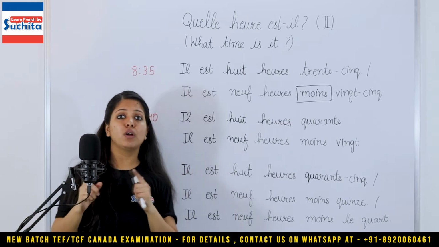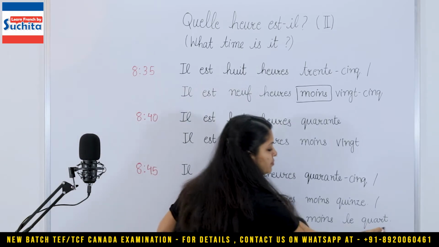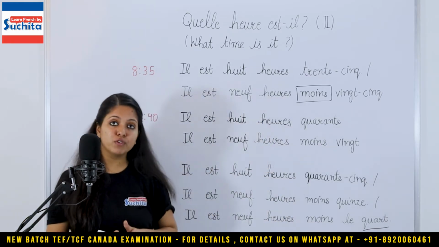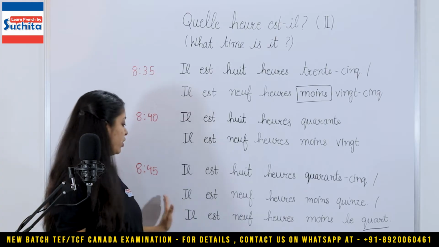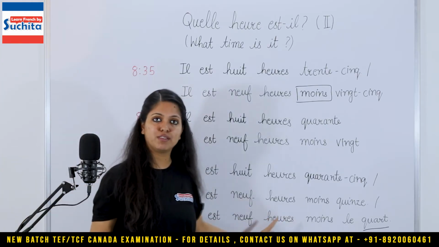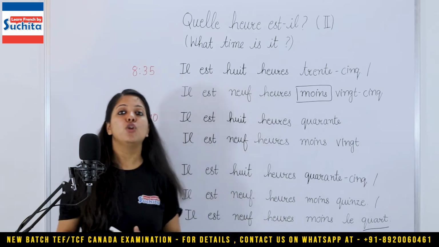For that, you already know what is the word for quarter, and that is quart. We learnt it when we learnt how do you say it is 8:15. So now 8:45. Il est 9 heures moins, because you need to subtract. From 9 you need to subtract a quarter. So you say le quart.